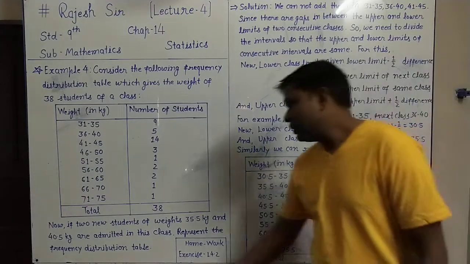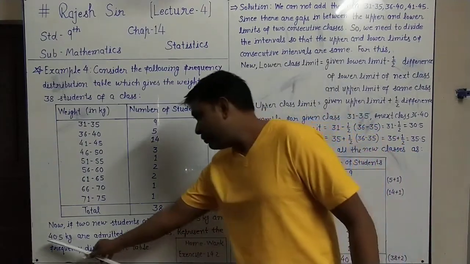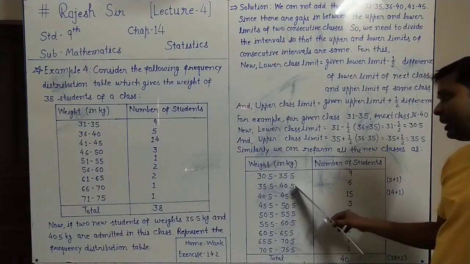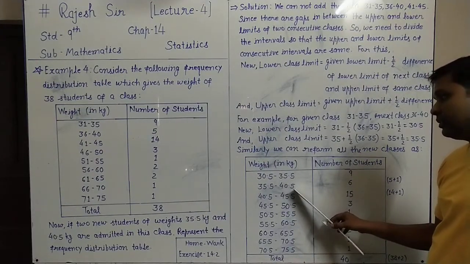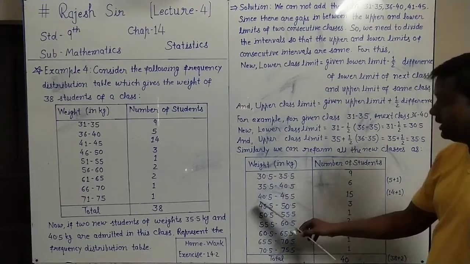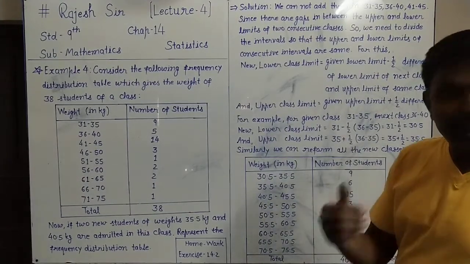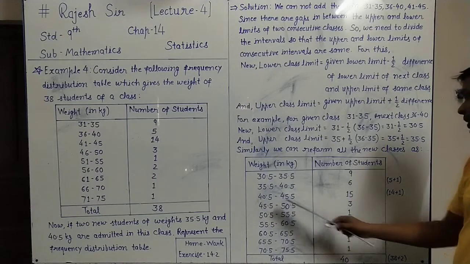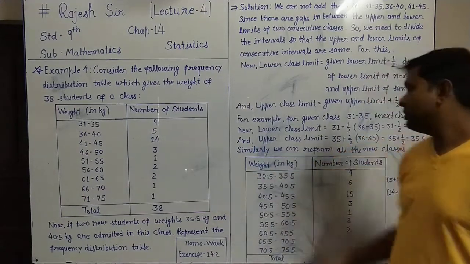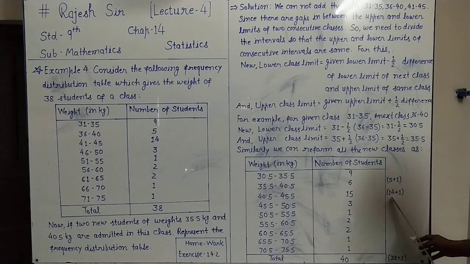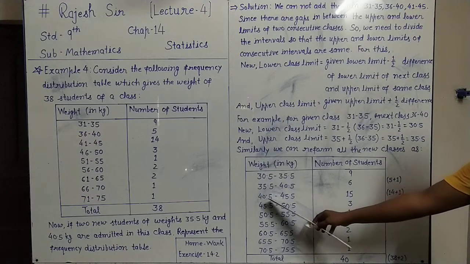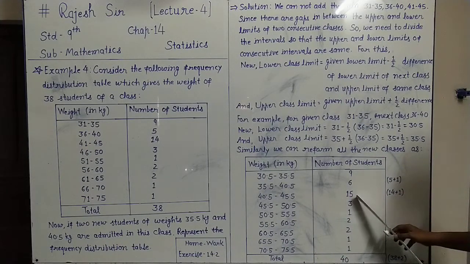Very similar to this, the second student of the weight 40.5, we have to add as we have discussed here. We will not add 40.5 kilogram weight where it is in the upper class limit, but we will add 40.5 where it is in the lower class limit. So here it was 14 given. 14 students were in the previous distribution. One new student is admitted of the weight 40.5, so one is added in this category. So 14 plus 1 becomes 15.